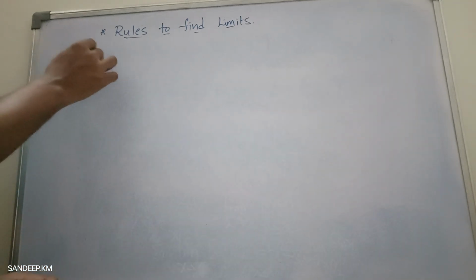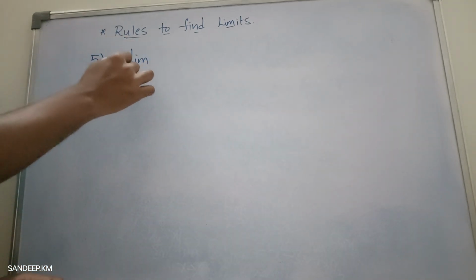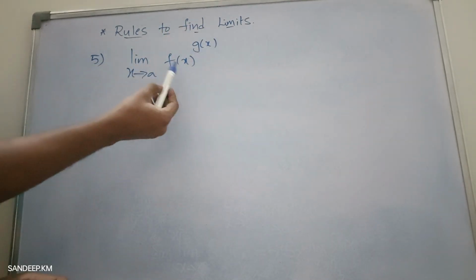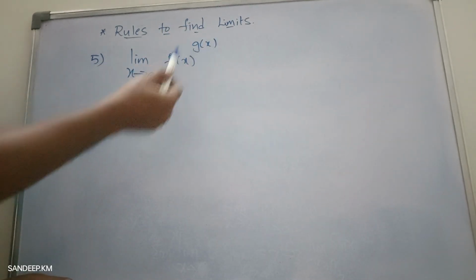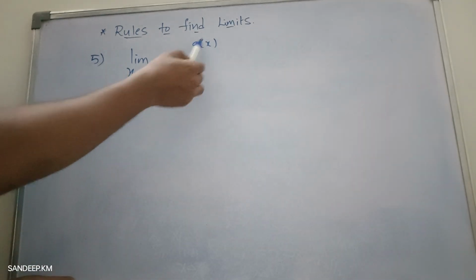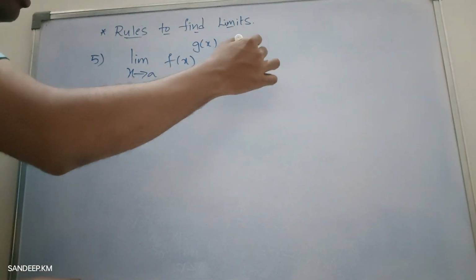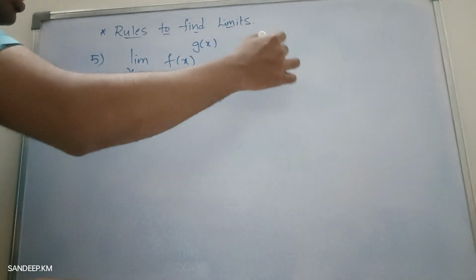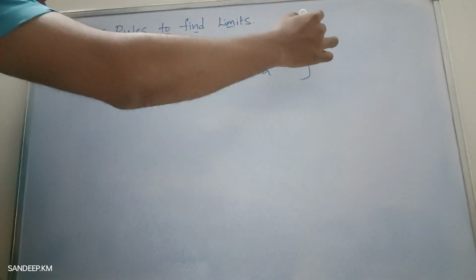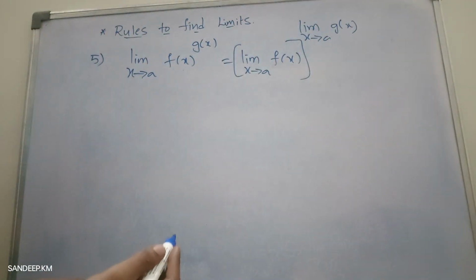Fifth rule, if it is limit x approaches a, f of x power g of x. Observe the base is a function of x and the power is also a function of x. Then we can separate the limits to both base and also power, which is equal to limit x approaches a, f of x whole power limit x approaches a, g of x. We can separate the limits for both the functions.